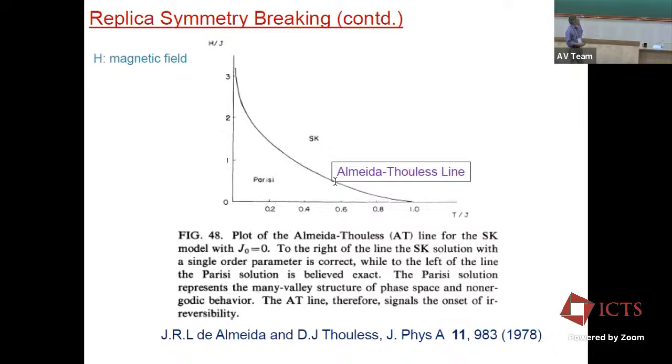So what is the solution for t less than 1 when h is equal to 0? The calculation of Thouless and Almeida, they don't tell me anything about that. Similarly, what happens here? The same sort of question arises. Replica symmetry is broken, but then what is the right solution?